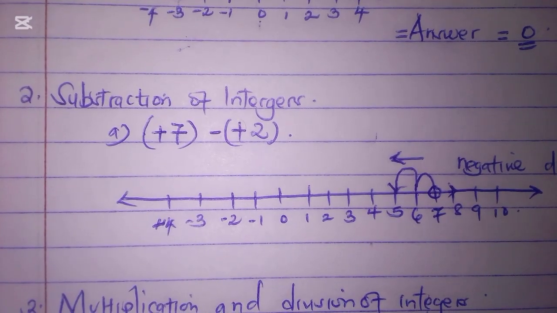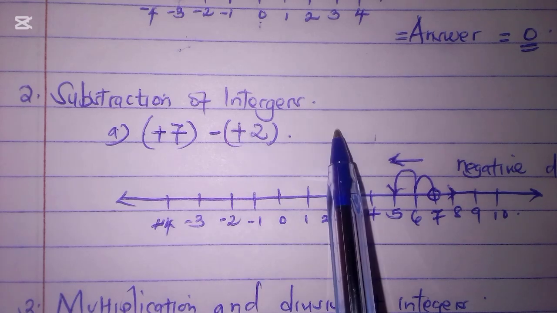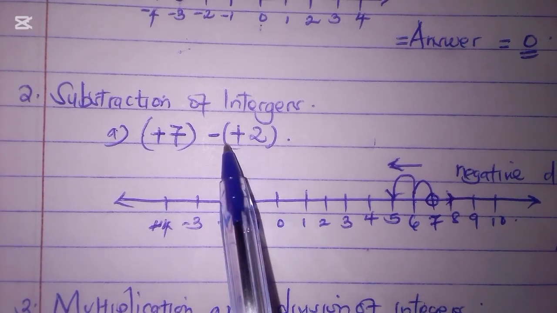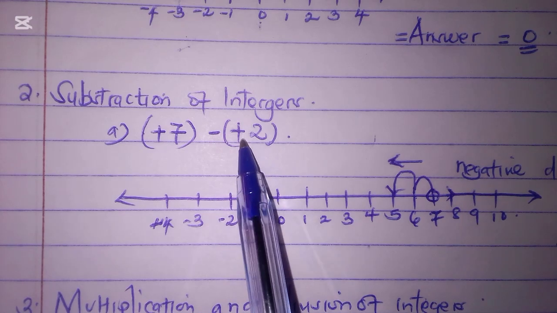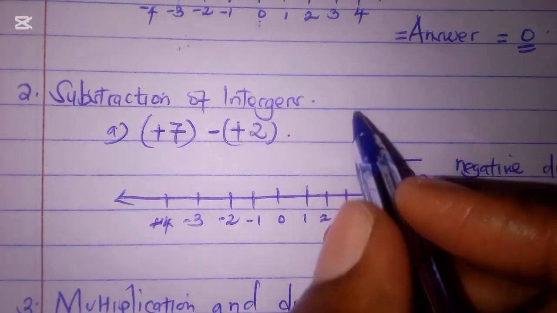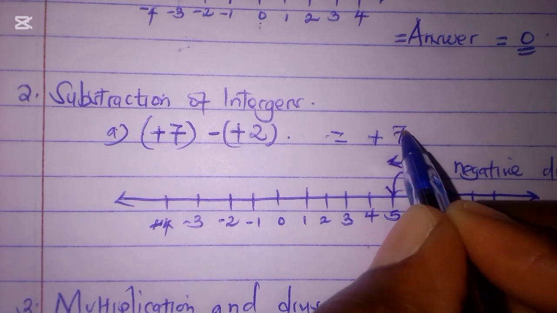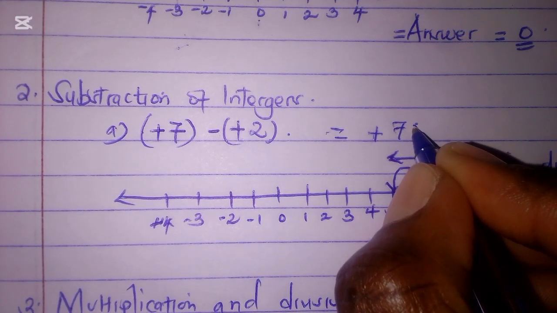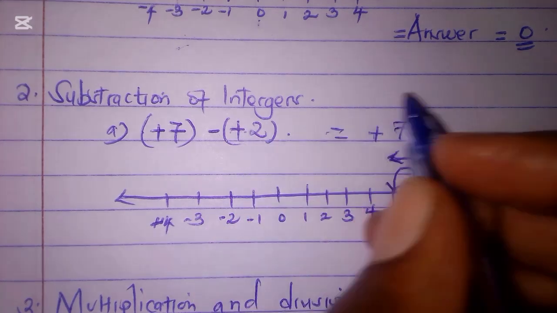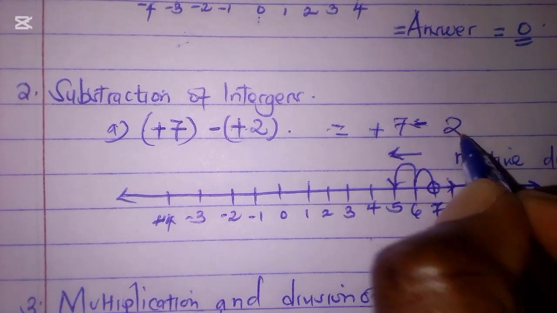That is how we always open a bracket. So we need to open this bracket so that we can have one sign. For us to have only one sign remaining here, we're going to open it by multiplying this sign and this sign. So we are going to get something like a positive 7, a negative multiplied by a positive will give us a negative 2.